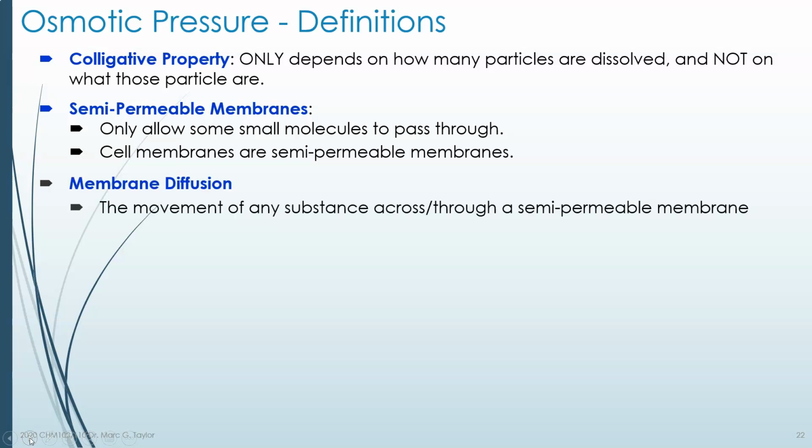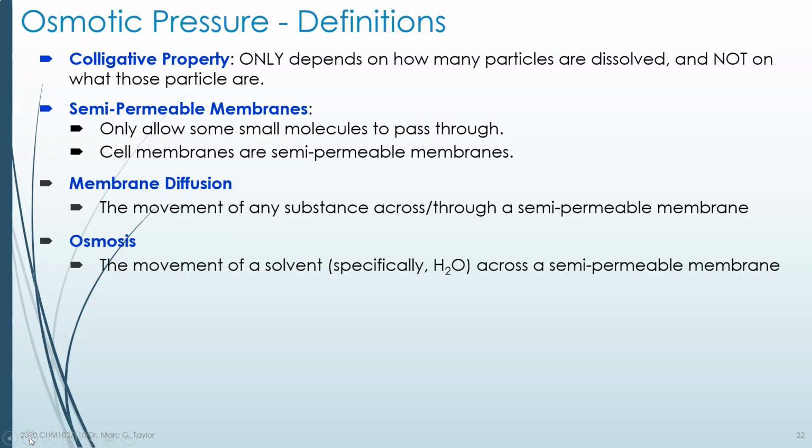Membrane diffusion is the passing across that membrane of any substance. If a substance is going from one side of the membrane to the other, we call that membrane diffusion. Sometimes we'll say diffusion for short. It's similar to gas diffusion, but it's through a membrane. When that diffusion is of the solvent molecule, we call it osmosis. Usually we're talking about water being our solvent, so when water is the molecule going through the membrane, that is known as osmosis. Osmosis is a special kind of diffusion of just the solvent molecule.